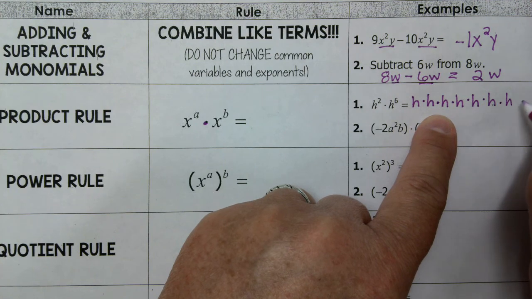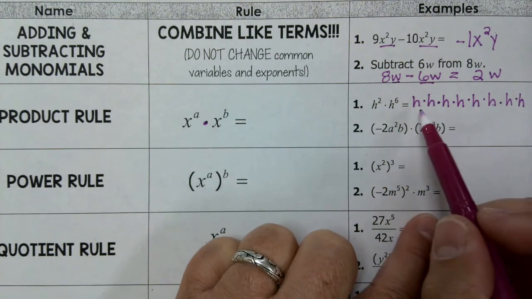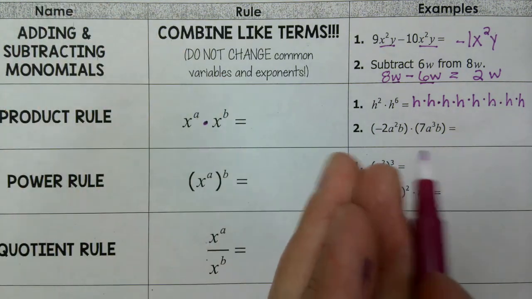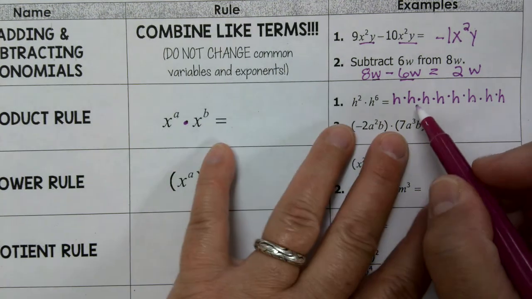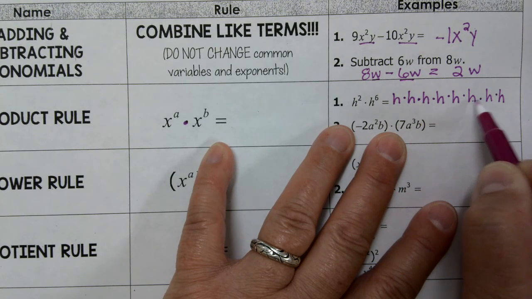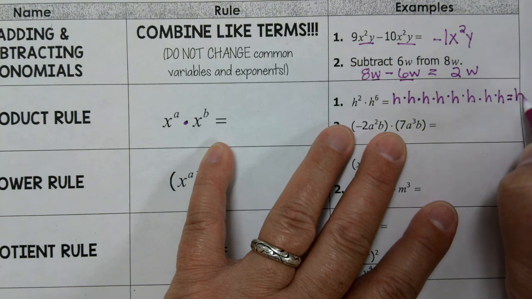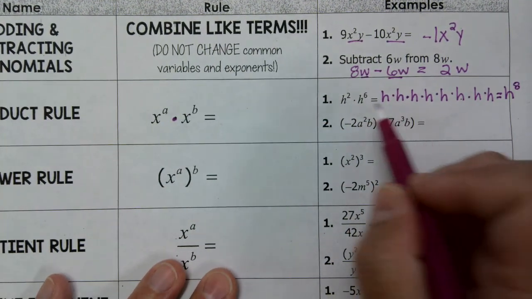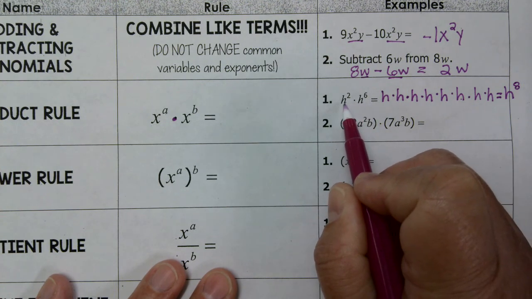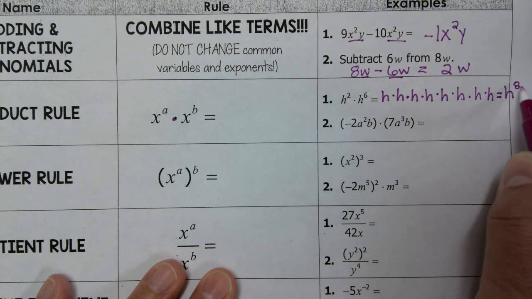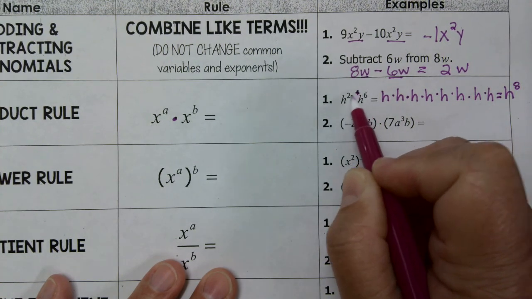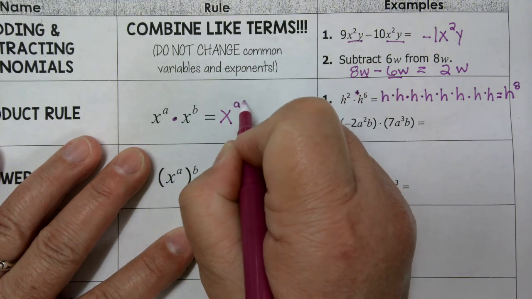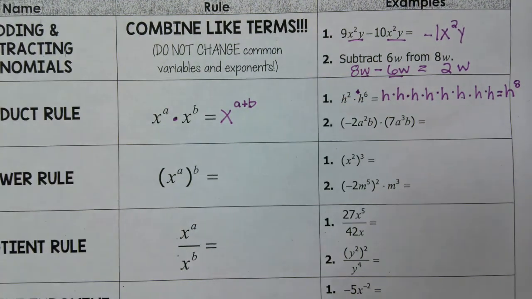1, 2, 3, 4, 5, 6. So when I have all of these h's multiplied together, I can condense them back together using an exponent. How many do I have? 1, 2, 3, 4, 5, 6, 7, 8. So that is h to the 8th power. So what you may notice at this point is that if I say h squared times h to the 6th is h to the 8th, I also know that 2 plus 6 is 8. So my shortcut is to add the exponents.